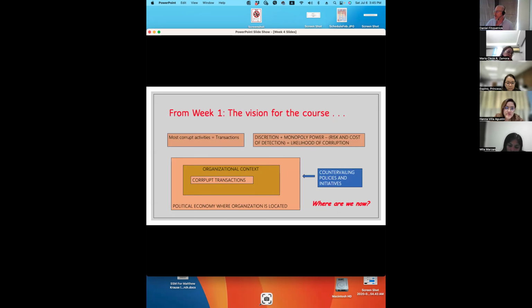So I wish I could have shared this as I was talking, but this is one of the slides from the first week. Remember, in the center is the corrupt transaction. Around that is the organization. And around that is the political economy where the organization is located. And that's what we're going to talk about.